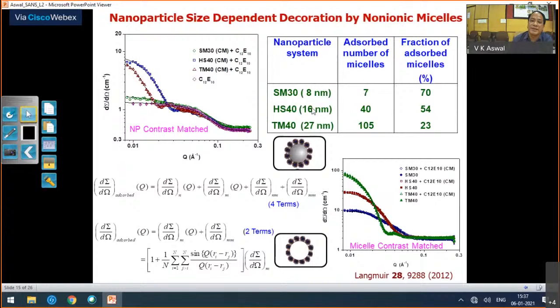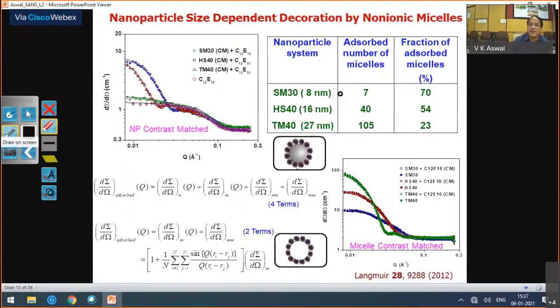These are 8, 16, 27 nanometer. And how many are adsorbed actually. So when you have a small size, this number is small. And when the size is increased, your number of adsorption is also increased. But the fraction of adsorbed micelles decreases because when the size increases, the average surface area of the nanoparticle also decreases for the given concentration of nanoparticle.